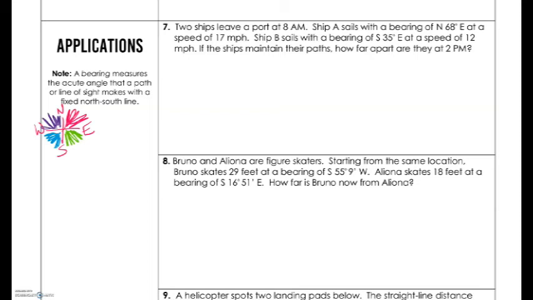So let's look at these problems here. Number 7 says, 2 ships leave a port at 8 a.m. Ship A sails with a bearing of north 68 degrees east.